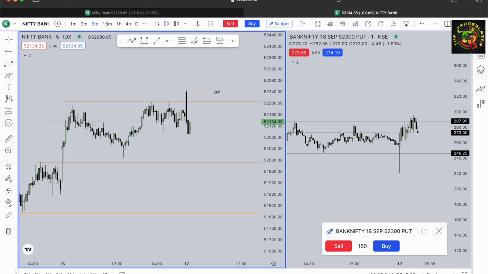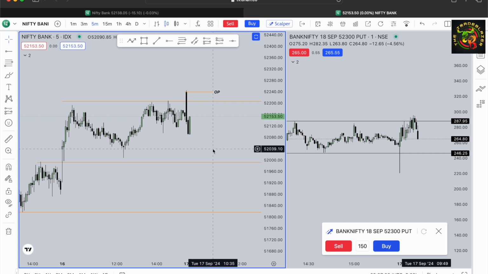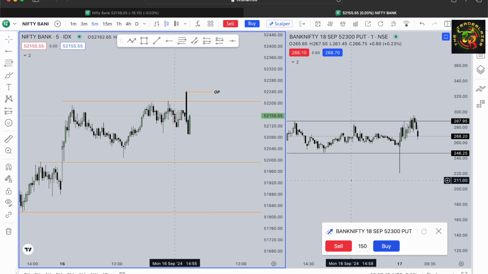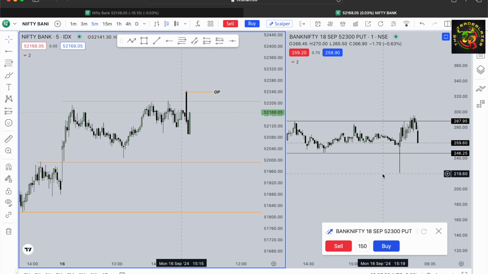You can see that right now we are getting a nice pullback towards the opening price, or towards yesterday's high, guys. And that's a nice opportunity. But we don't need just the pullback, we need a bearish confirmation pattern as well. So let's wait until we get a bearish confirmation, the price action pattern, based on which we'll try to short the market, or we'll try to buy the put. Let's wait.